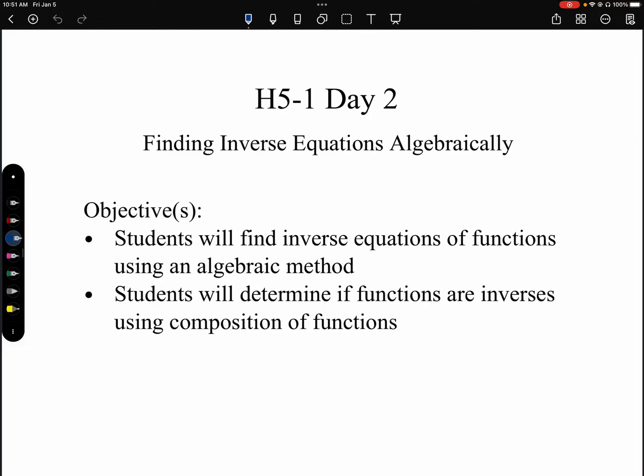Yesterday we started finding the inverses of algebraic equations, and you did it by listing out the order of operations and then doing the reverse order. Today you are going to focus on a second method for finding the inverse of an equation. When we do this one, we are going to use an algebraic method. And then we're also going to determine if functions are inverses using composition of functions. So let's go ahead and get started.